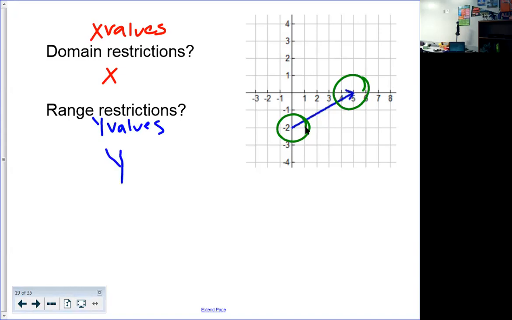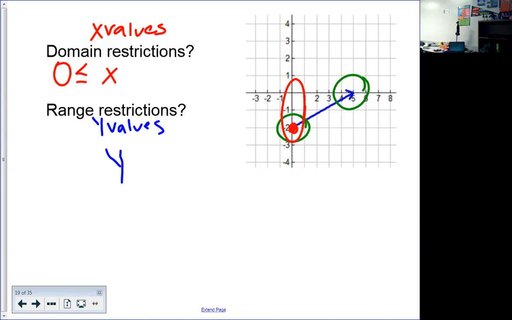When I go to my domain, I still want to go all the way to the left. Look at the leftmost point, which is 0. I go all the way to 0. Now the question is, is it less than or equal to? Whenever you don't see an arrow, that tells you you have a closed point. So it's going to be less than or equal to. So whenever it's a closed circle or you don't see a point, that's how you know you're less than or equal to.